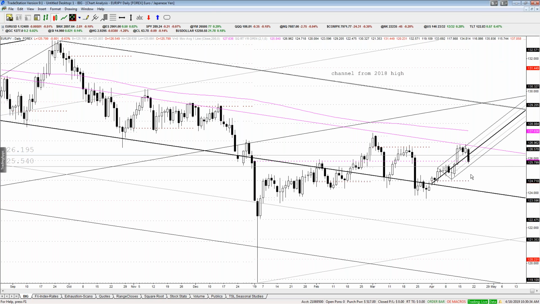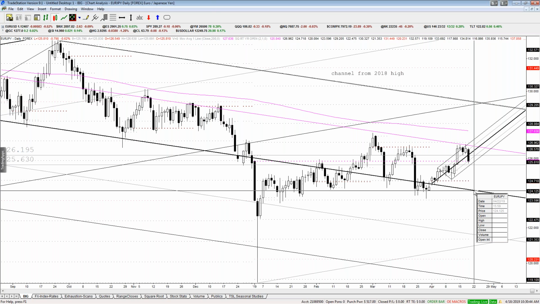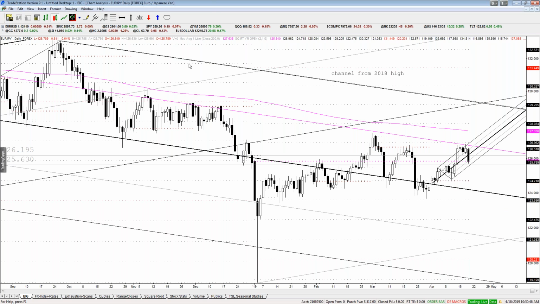I'd be looking at 125.55 or so, 125.60 as potential bounce support, if you will. But ultimately, you're looking down towards about 124.20. Okay. So yeah, this is a good setup. I love it.